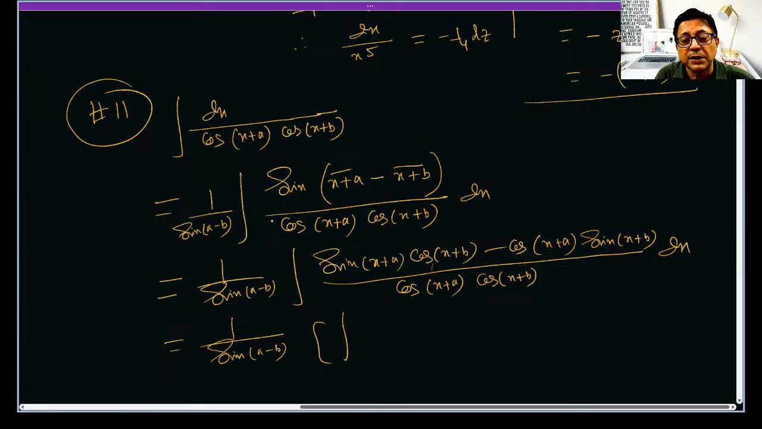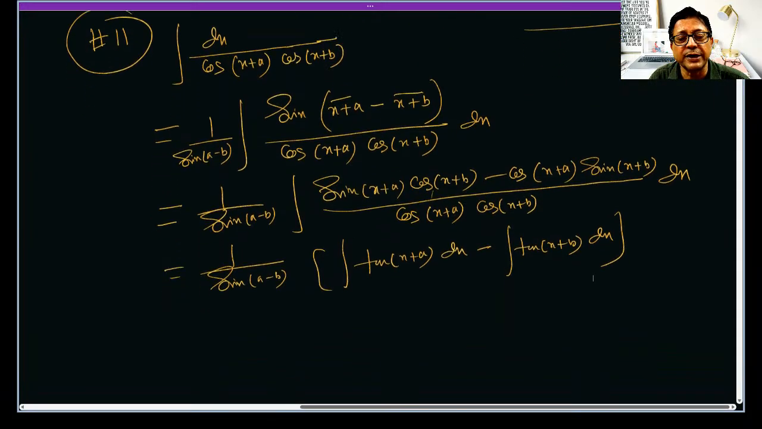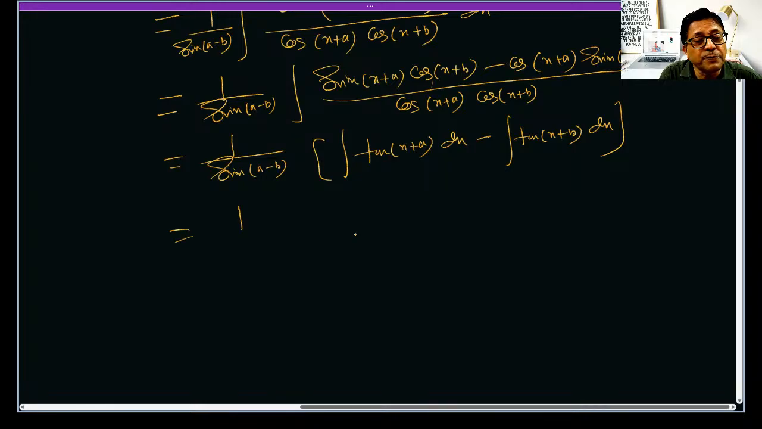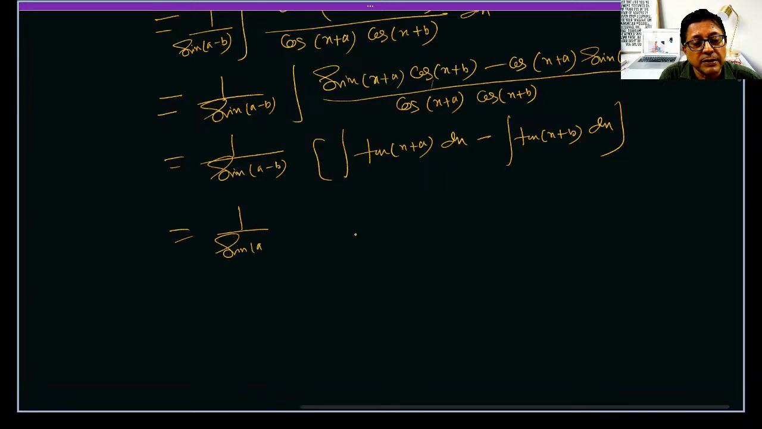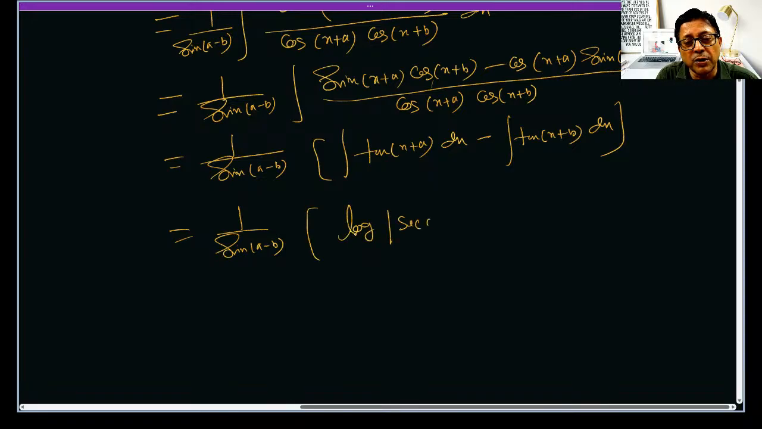Now separate. So you will be getting sin by cos, tan(x + a) dx minus this by this, tan(x + b) dx. Okay, tan x formula all of you know, log sec x. So 1 by sin(a minus b) into log of mod of sec(x + a) minus log of mod of sec(x + b) plus c.